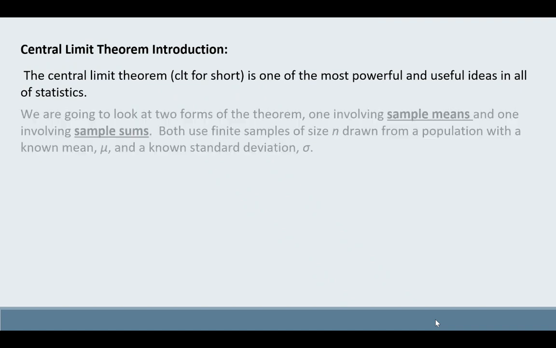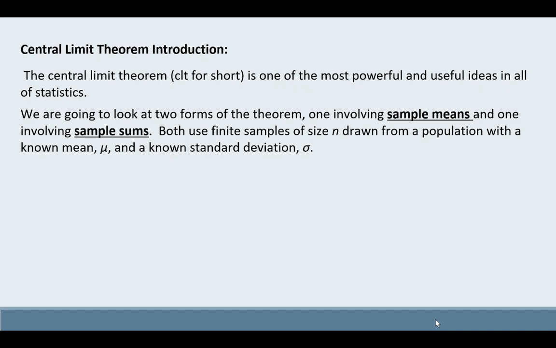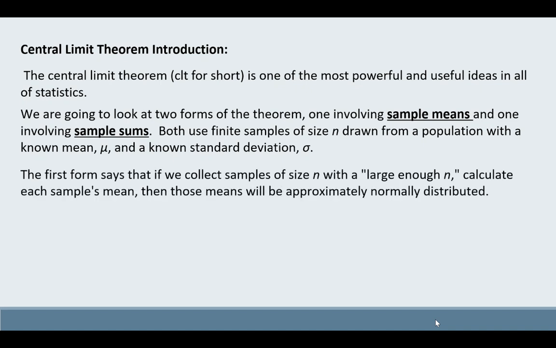The central limit theorem, or the CLT, is one of the most powerful and useful ideas in all of statistics. We're going to look at two forms of the theorem, one that involves sample means and one that involves sample sums. Both use finite samples of size n drawn from a population with a known mean mu and a known standard deviation sigma. The first form says that if we collect samples of size n with a large enough n, and calculate each sample's mean, then those means will be approximately normally distributed.